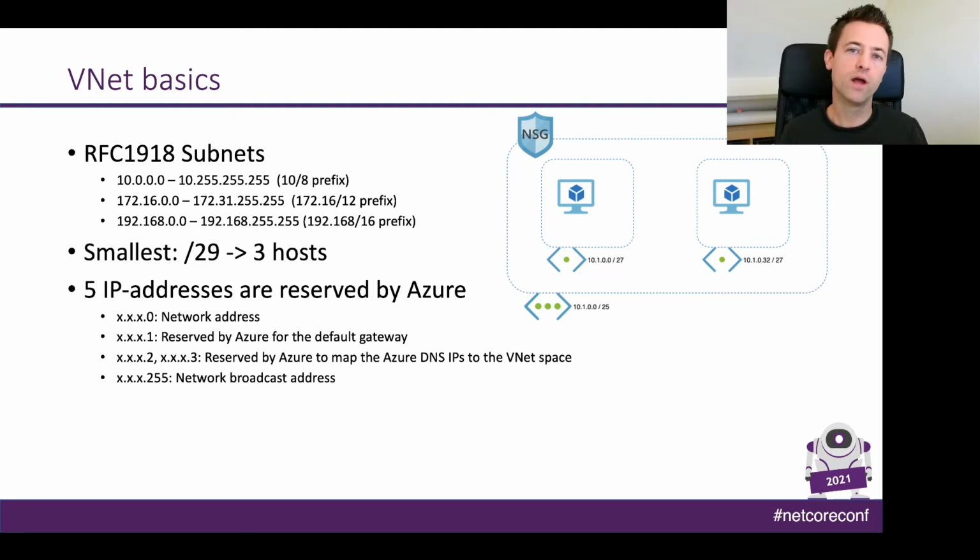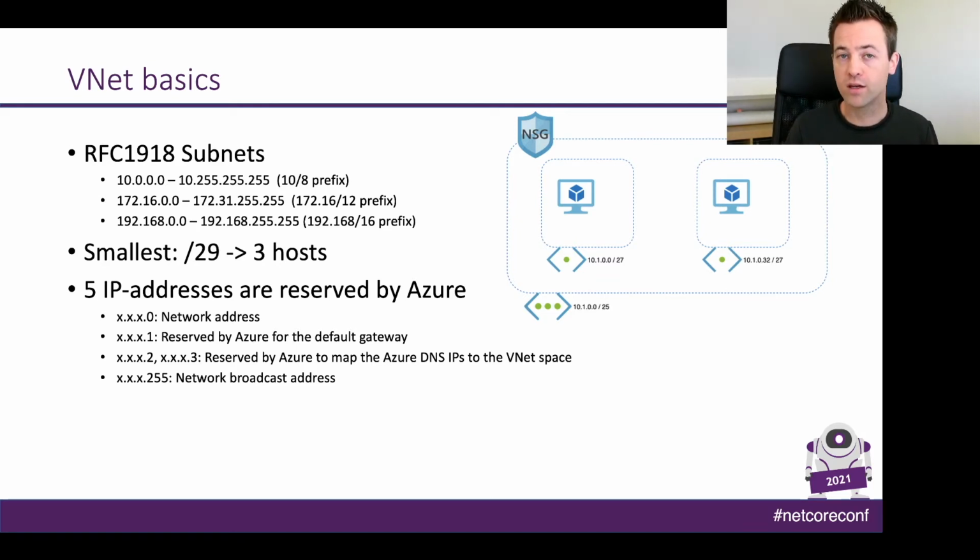So when you create a virtual network in Azure, you can pick one of these three address ranges to work with. Those are the three well-defined private IP address ranges that we have, and you can pick any one of them, depending on the size of the network that you need, basically. The smallest virtual network in Azure that you can create is a /29, and that would give you 3 hosts.